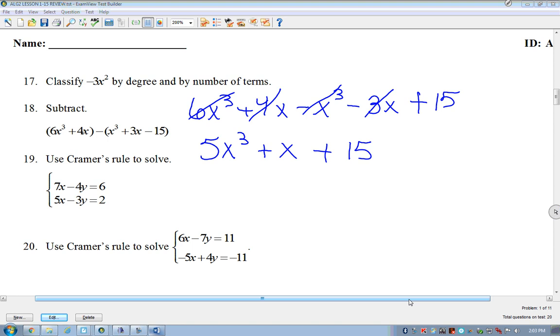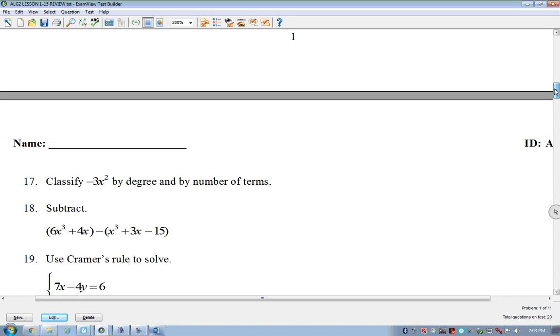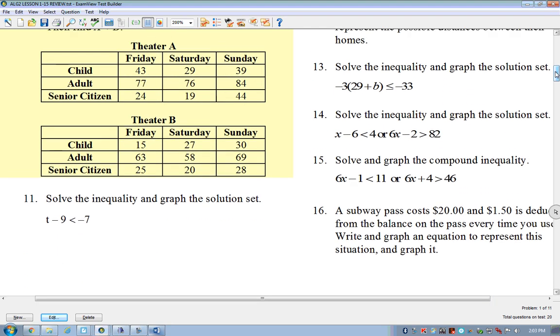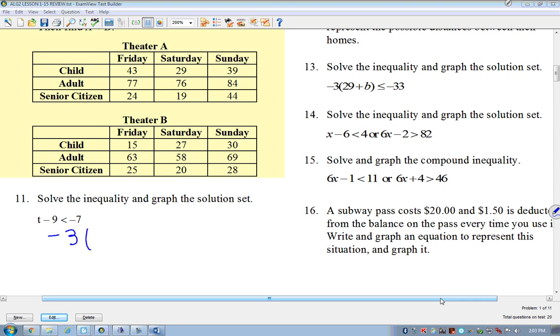That's 18. We need 13. Number 13: solve the inequality and graph the solution set. I'm going to rewrite the question down here: negative 3 times (29 plus b) is less than or equal to negative 33. Okay, first step. Anybody know?